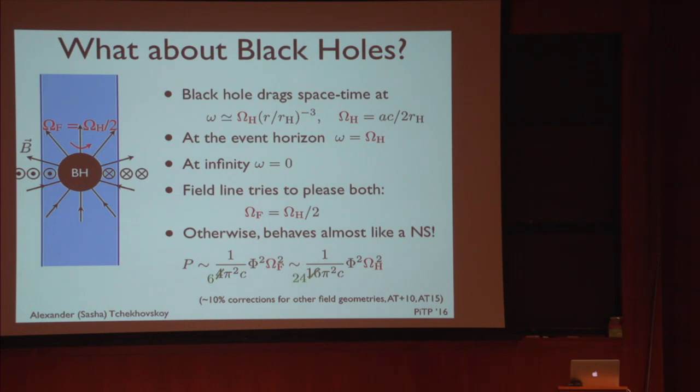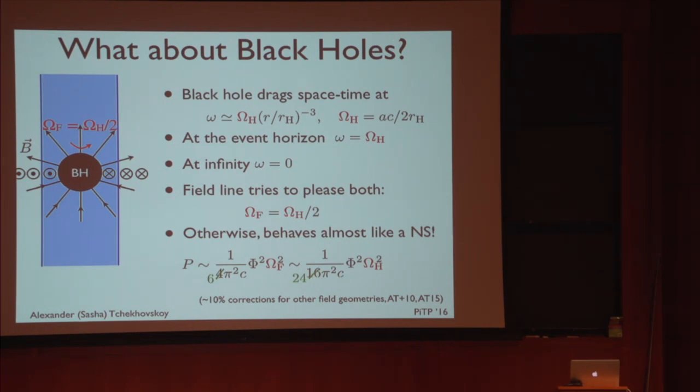What it means is that the black hole must do something else to cause these field lines to wrap around and rotate. And that is done through the rotation of space-time. So the frame dragging frequency, which I call here omega, scales with radius roughly as r to the minus 3. At the event horizon, it's given by omega sub h, which is proportional to spin, give or take a factor of 2, because the black hole event horizon radius changes as the black hole is spun up. But this is what it is.